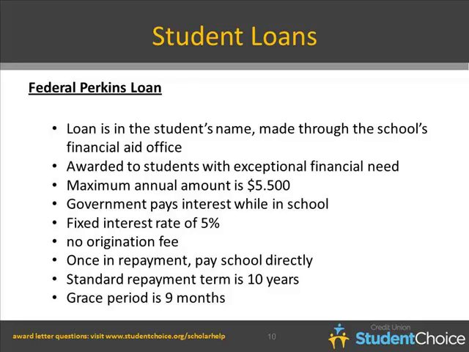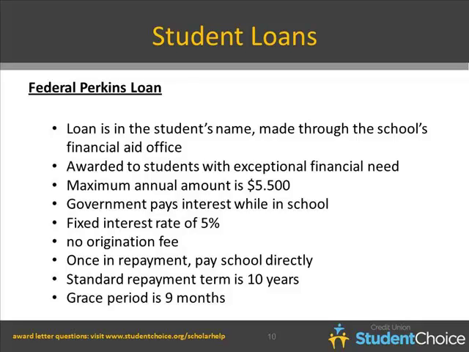When the student separates from the school, there's an interest rate of 5% fixed tied to this loan. There's no origination fee tied to it, and once the student is in repayment, they pay the money back directly to the school over a period of 10 years. Now, I have down here on my last bullet point that the grace period is 9 months. And the reason that that's kind of important for us to talk about is because most student loans and government Stafford loans, the grace period is 6 months. With the Federal Perkins loan, there's a 9-month grace period.